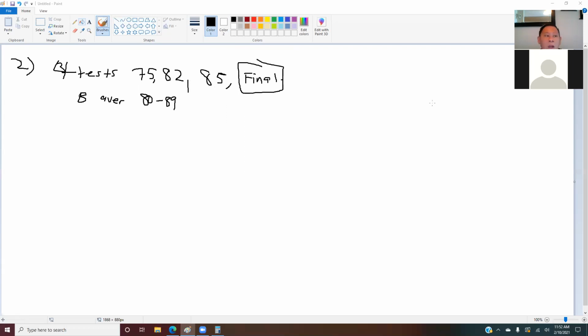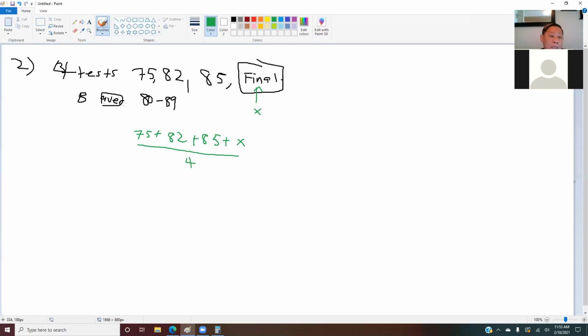Okay, so what we're going to do here is because it's an average, you have to figure out which one is X. This is easy. The final score will be X here. So average means you add everything up and divide it by the total number. So you will add 75, 82, 85, X, because that's the final, we didn't know. And this is our 4.